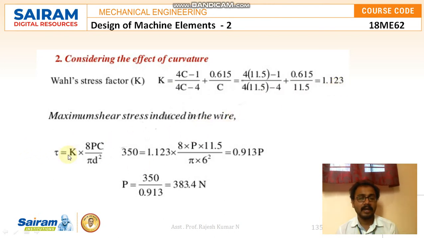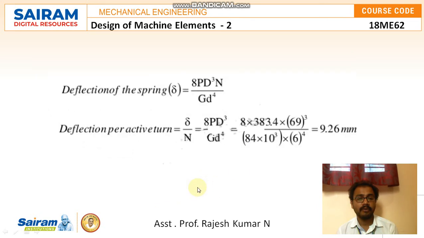The maximum shear stress induced in this wire is tau equal to K into 8PC divided by pi d square. So substitute the values: 350 is equal to 1.123 into 8 into P into 11.5 divided by pi into 6 square, where I will get the P value as 383.4 Newton.